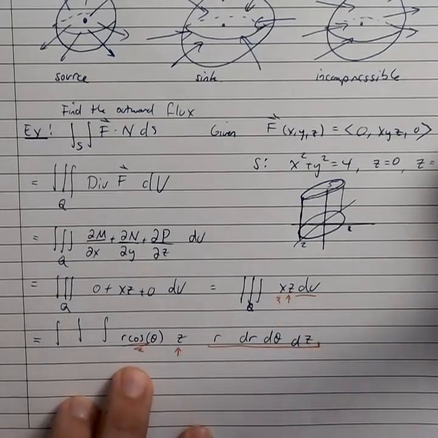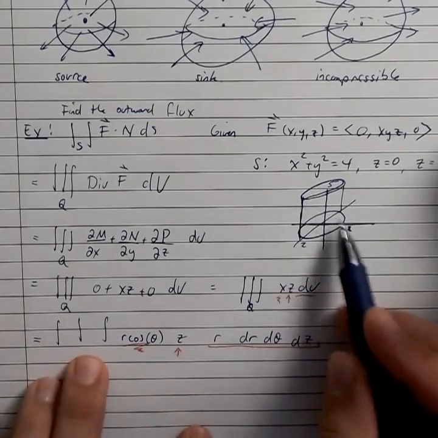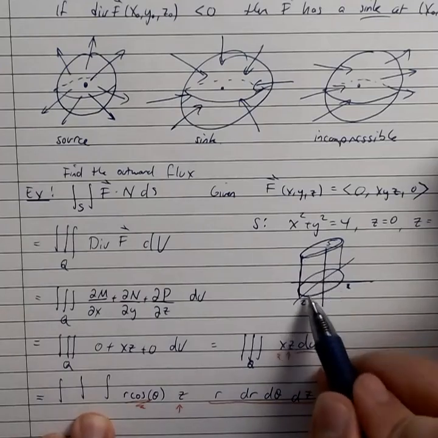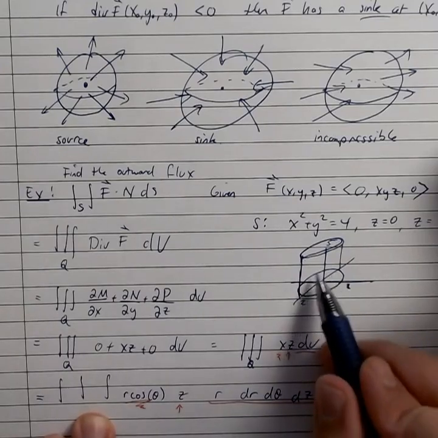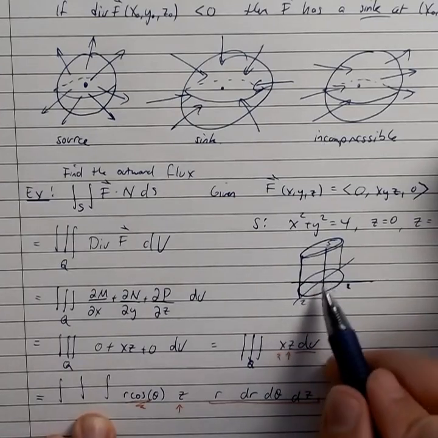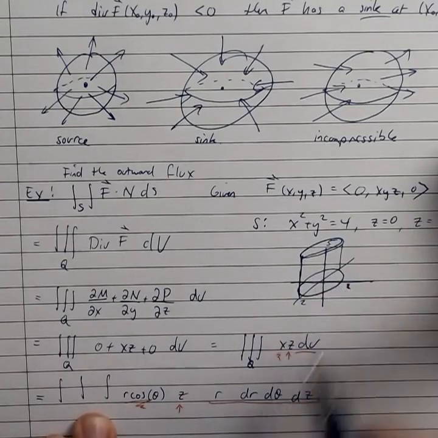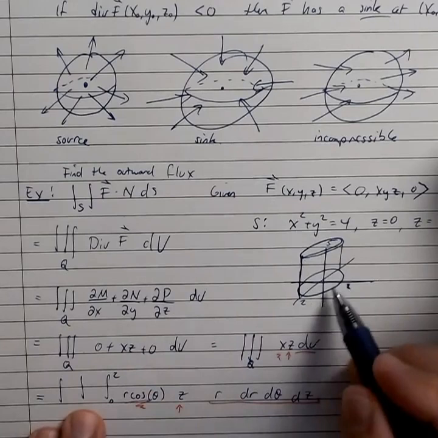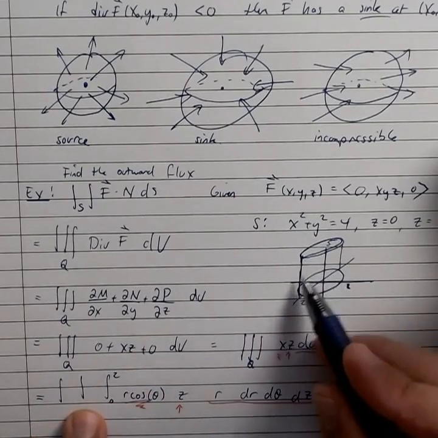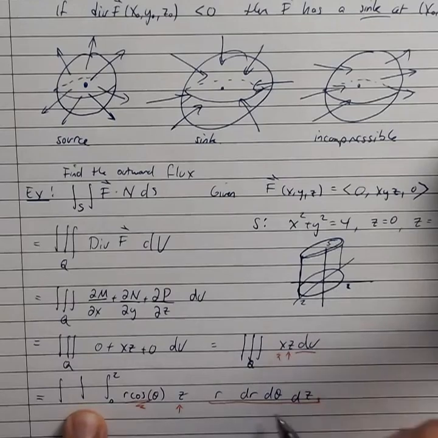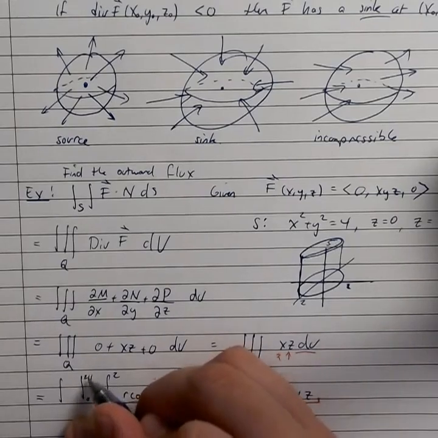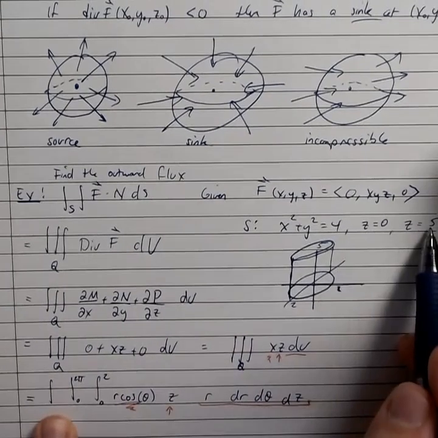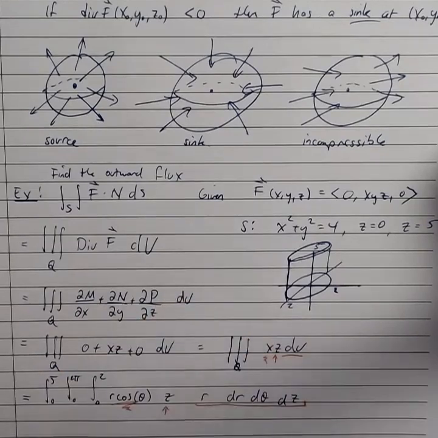But now that we're describing things in cylindrical coordinates, this is simple enough to do. Notice that the base of this cylinder is just the disk of radius 2, which means that the radius is going to go from 0 to 2. It does go all the way around. I don't just take a portion of this disk, I take the full disk all the way around. So theta will be from 0 to 2π. And z, well, that's given to us, from 0 up to 5.